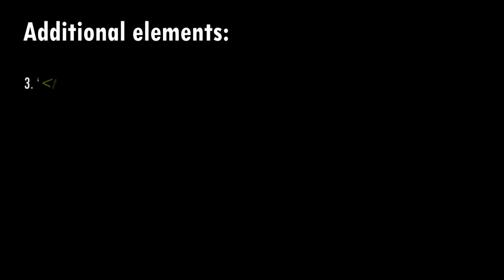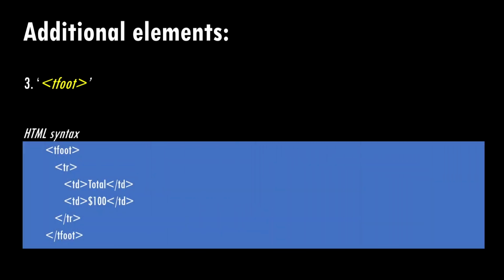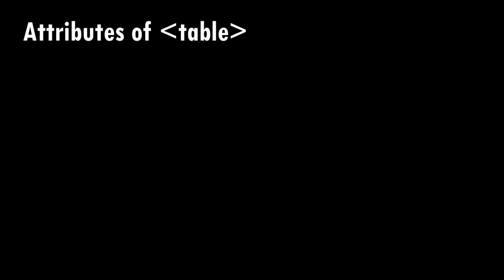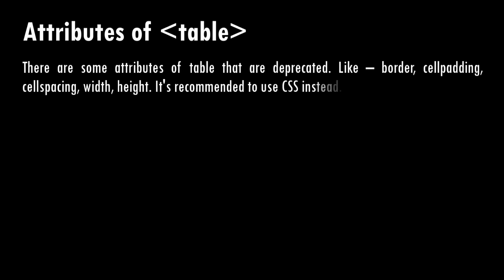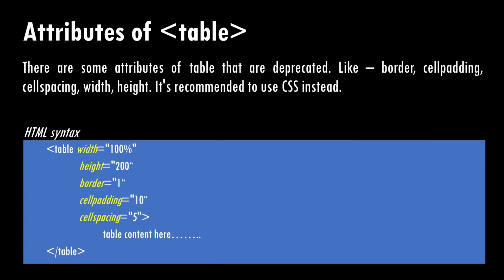TFoot groups the footer content of the table, often used for summary rows or totals. Here is the TFoot. Attributes of table. There are some attributes of table that are deprecated, like border, cellpadding, cellspacing, width, height. It's recommended to use CSS instead. Here is the syntax.